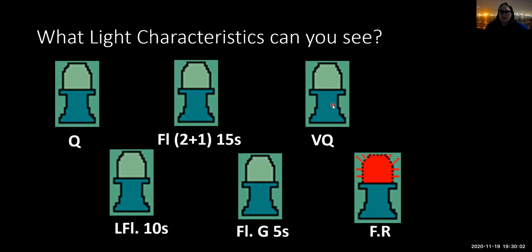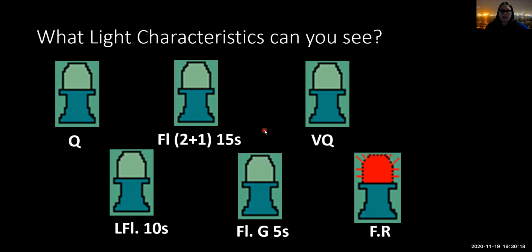We had a very quick light here, a long flash every 10 seconds. So what you would reasonably expect to be on a safe watermark. A flashing green over 5. So this one perhaps would be on a starboard lateral, and then a fixed red light. I guess everybody got that one. That was the quite cool one.